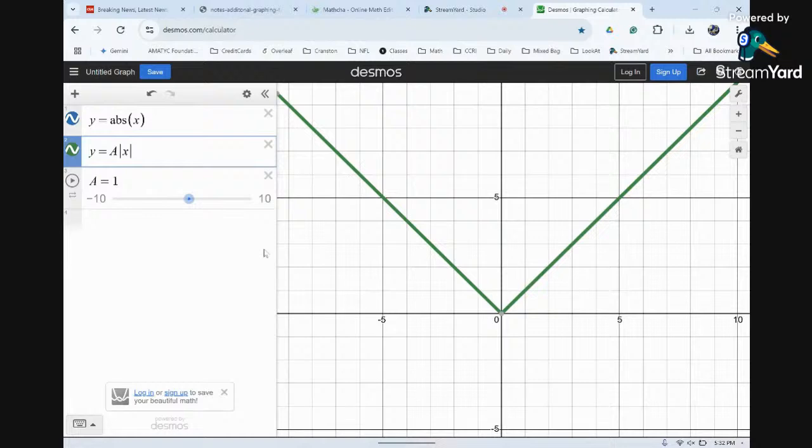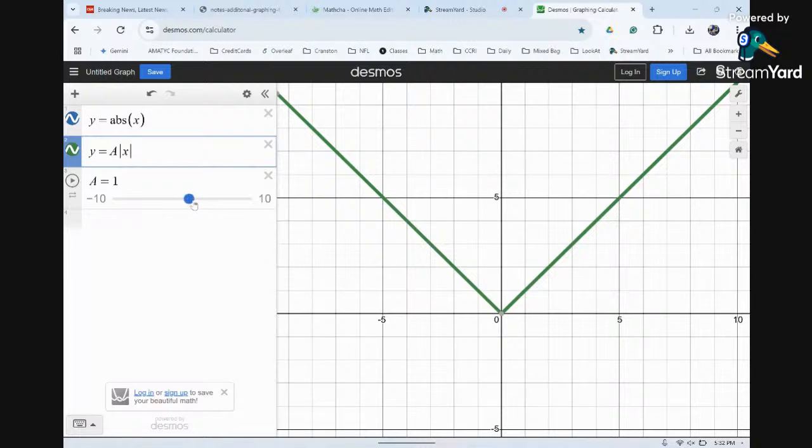If my slider is set to 1, which it is, we're looking at the same thing. Does that make sense to you? What number is in front here invisibly? 1. So it makes sense we're looking at the same graph. Who's following? There's a 1 in front. That's why right now it's the same graph. The blue and the green are the same overlapping graph.